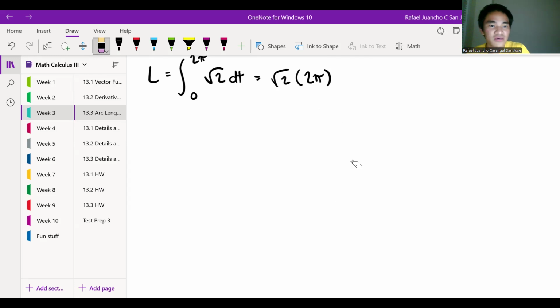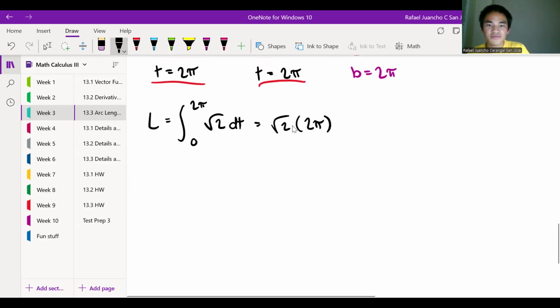that works for both. Okay, so here I got square root of 2 times 2 pi minus 0. So I just made it 2 pi, and that's it. That's my length. I mean, that should be my length. Done.